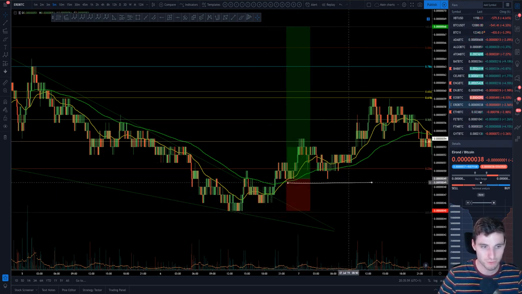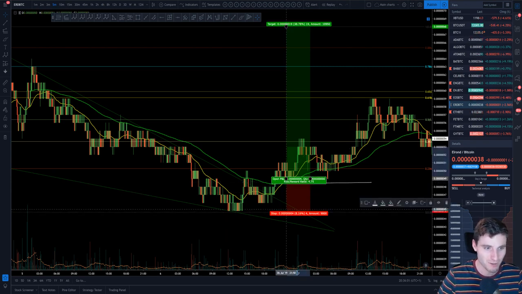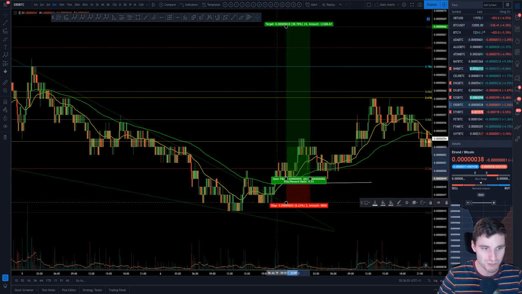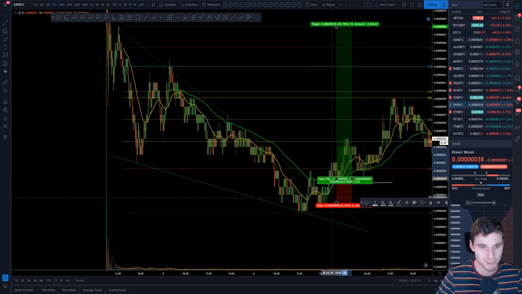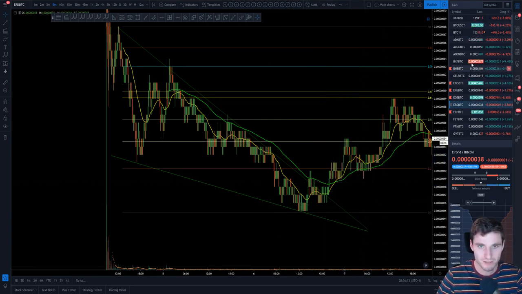Really, you could have placed it 1 sat below, but that is a bit too tight. I'm not even going to lie, that is a bit too tight. So just use this low here. So you're basically putting your stop loss below the low, because if you've just come outside of a falling wedge, you can backtest the falling wedge, but you shouldn't be coming back inside it, should you? So yeah, that's how I'd look at that stop loss.